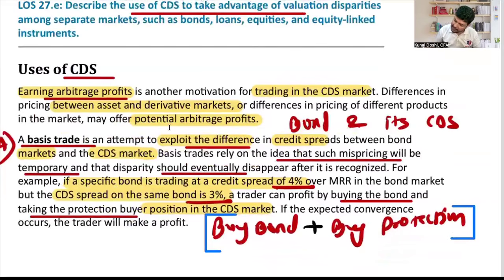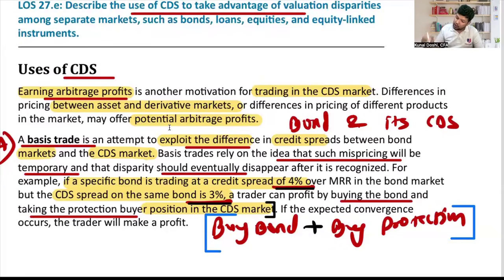It relies on the mispricing and temporary disparity. If the specific bond is trading at a credit spread of 4%, correct? But the similar bonds are trading at 3%. So basically you're getting a better spread, correct? So if you buy this bond, you're getting a better spread. So you can profit by buying the bond, correct? A trader can buy the bond and take the protection buyer position.